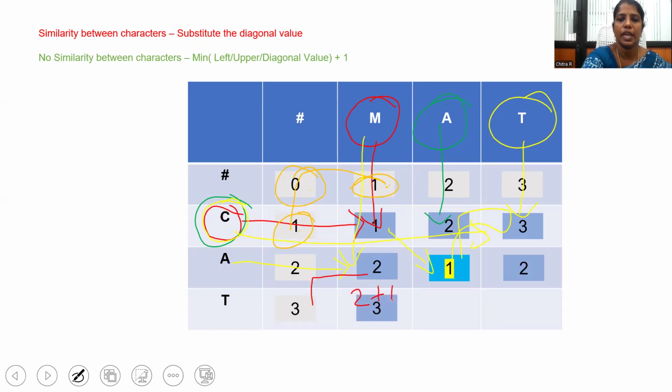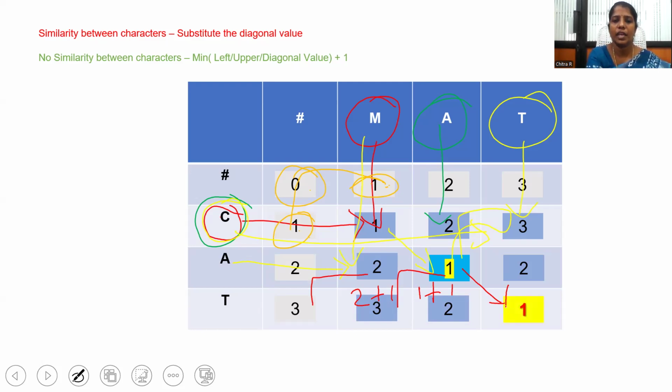Hence here also A is converted into T. So consider these three values. And here the minimum value is 1. So 1 plus 1. What will be the value? The value is 2. In the same manner, T and T. For T and T, we find the values are the same. If both the values are the same, then transpose the diagonal value here. So this value is 1.